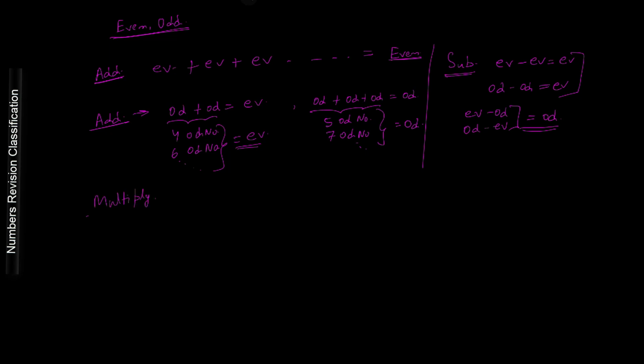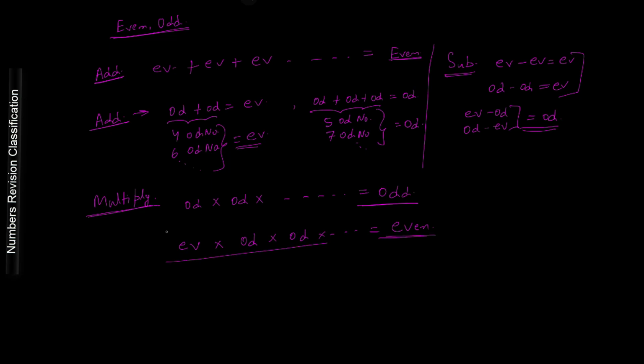If you multiply any number of odd numbers, odd into odd into odd, any number of odd numbers, doesn't matter, the outcome is always odd. But even if one of them is even, say I take one even number and all the others odd, then their product is going to be even. So to make the product even, at least one of the numbers being multiplied should be even. If all of them are odd, then only the product is going to be odd.